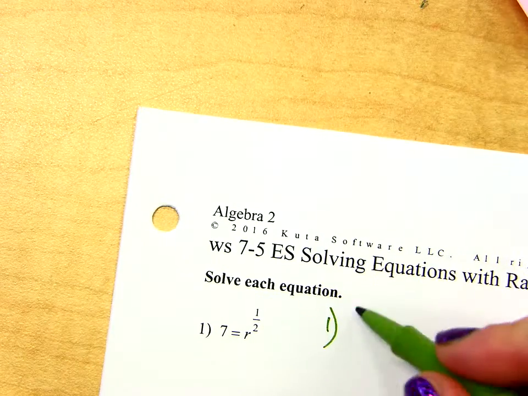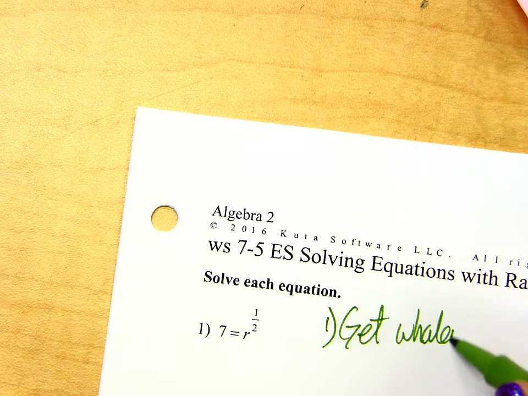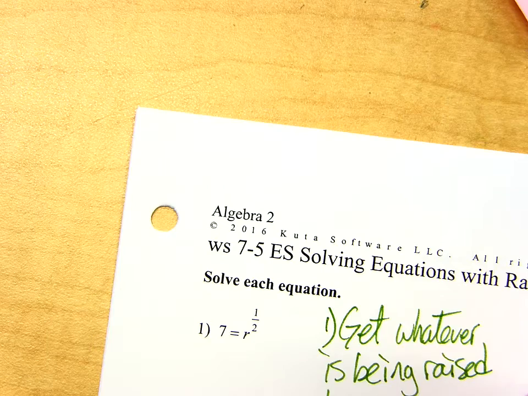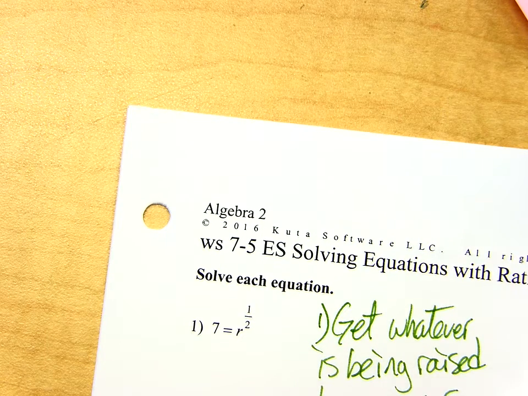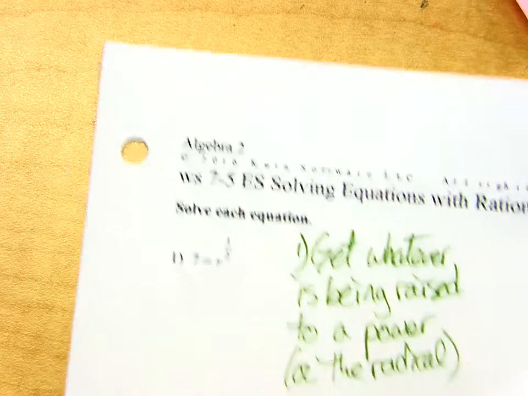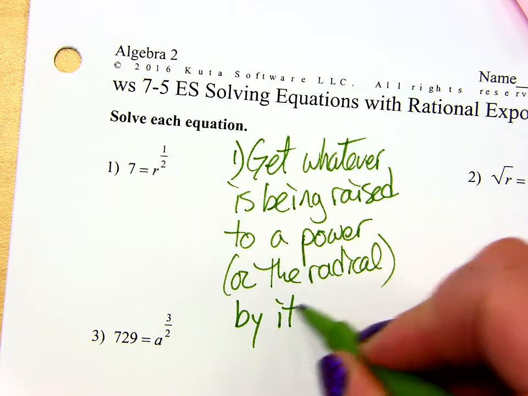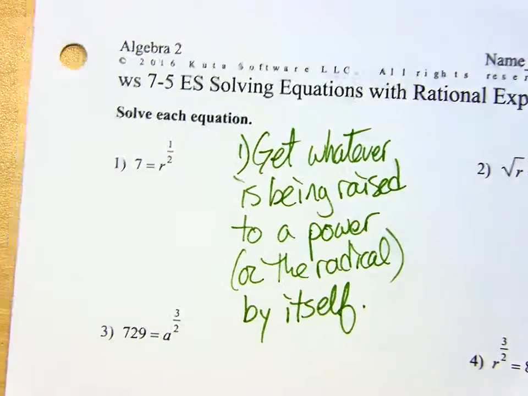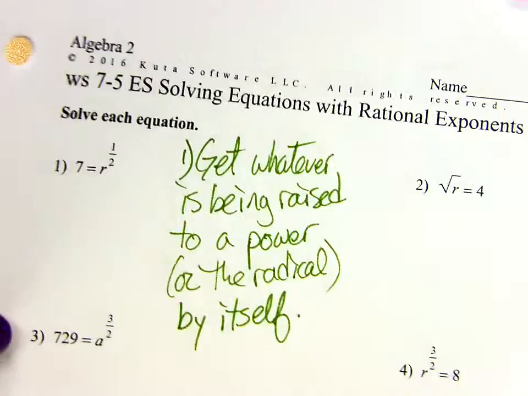So the very first thing you're going to do is get whatever is being raised to a power, or the radical, if it's a radical problem, by itself. So, get whatever is being raised to a power, or if it's a radical problem, get the radical by itself. That's step one. So, most of these already have that done until you hit one like number 9, for example.